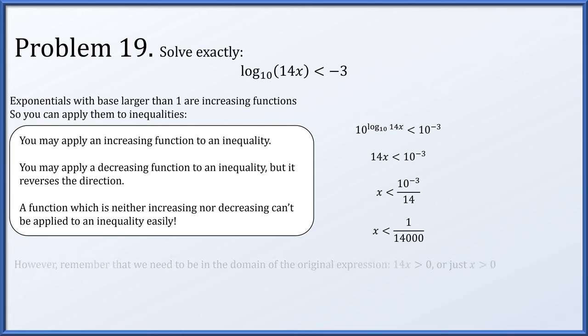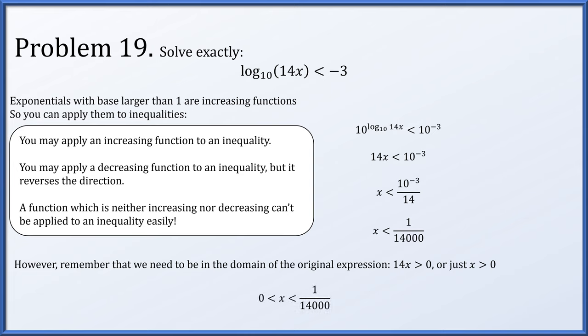But we're not quite done. We need to check to see if we are in the domain of the original expression. 14x was being plugged into a logarithm, so it has to be positive. In other words, x has to be positive. So to solve the inequality, x has to be less than 1 over 14,000. But to be in the domain of the expression, x has to be bigger than 0. In other words, x has to be in between 0 and 1 over 14,000.